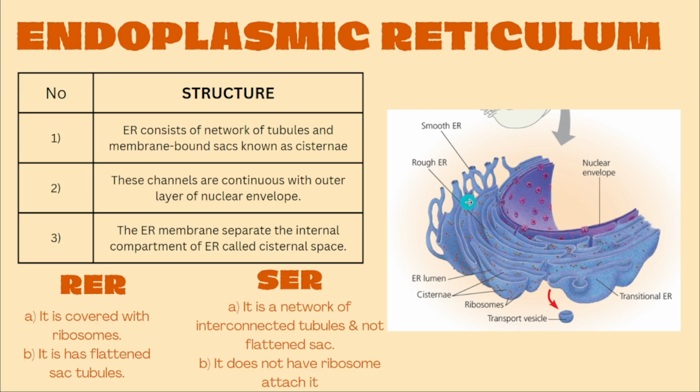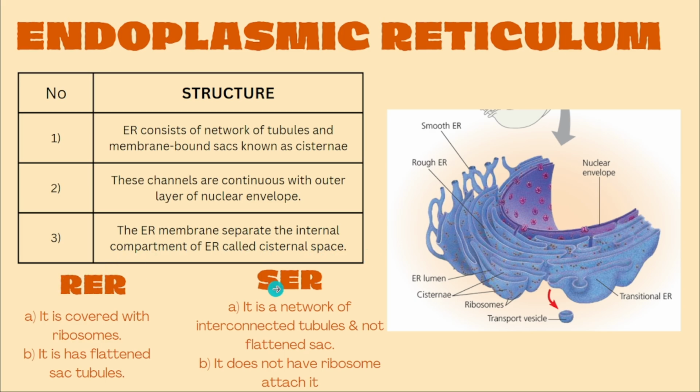This is a key structure to differentiate between Golgi apparatus and also endoplasmic reticulum. Because Golgi apparatus is not associated with the nucleus. Only the ER. ER is associated with the nucleus. It is located at the side of the nucleus. Why? Later you will see it, the function. And then the ER membrane separates the internal compartment, which we call the cisterna space. So there is a space we call the cisterna space.